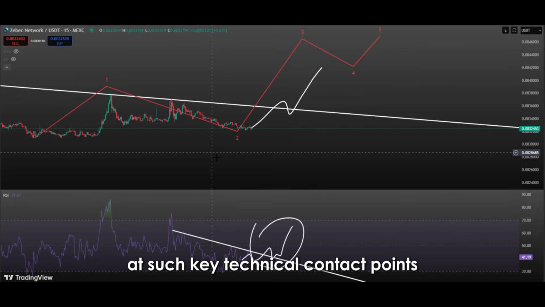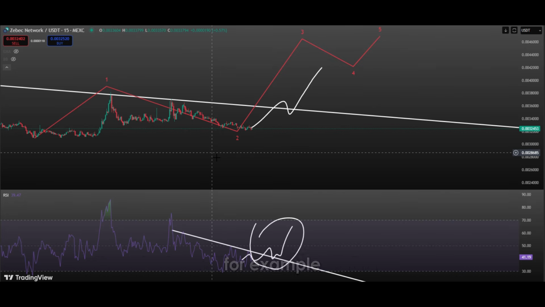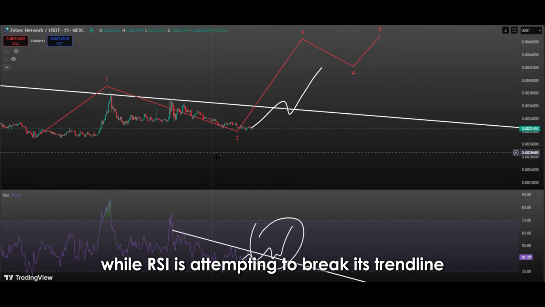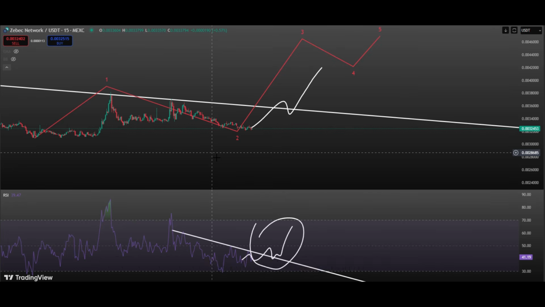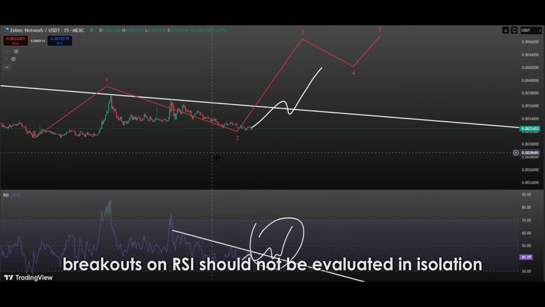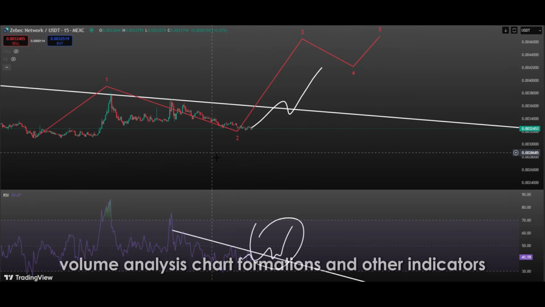At such key technical contact points, the price's position is also critically important. For example, if the price is holding at a significant support level while RSI is attempting to break its trend line, these two technical conditions together can generate a much more reliable bullish reversal signal. For this reason, breakouts on RSI should not be evaluated in isolation. They must be assessed in conjunction with price action, volume analysis, chart formations, and other indicators.